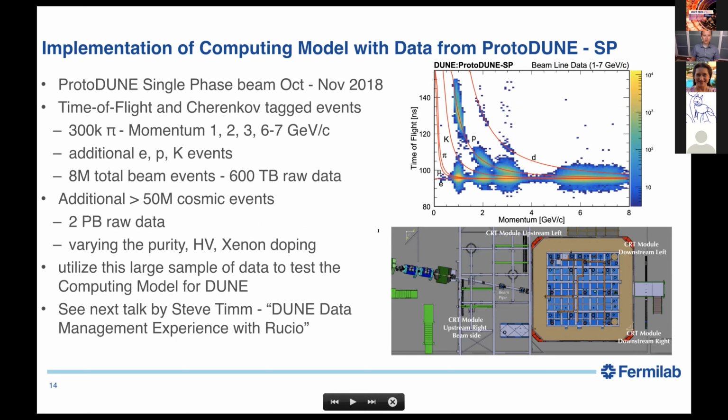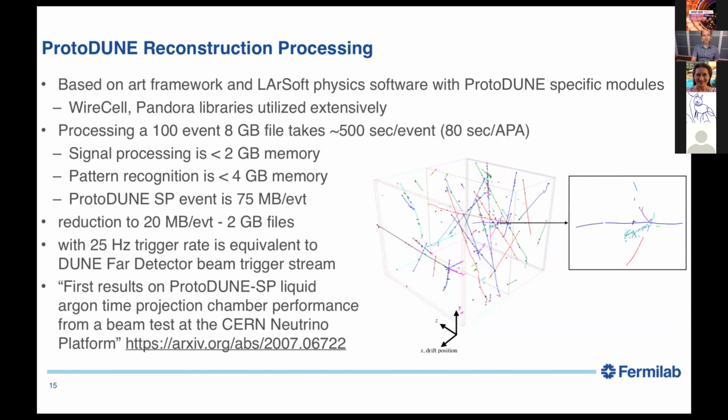We had 8 million total events from the beam run, which came out to about 600 terabytes of raw data, but we took an additional 50 million cosmic events, and that came out to a data volume of 2 petabytes. We had varying purity, high voltage, and xenon doping so that we can understand the performance of the detector and how those changing conditions affect our reconstruction and our running. But what I want to emphasize is that we have more than 2.5 petabytes of raw data, and so we feel that that's enough to exercise our computing model. If you want to understand more about how the data management is done, see Steve Timm's talk, which is next.